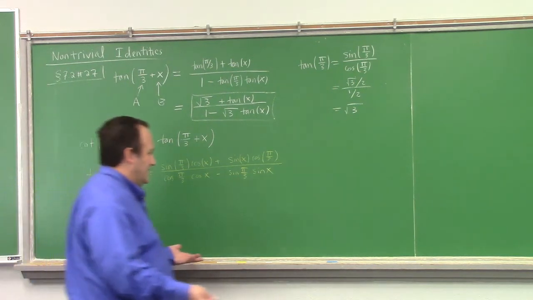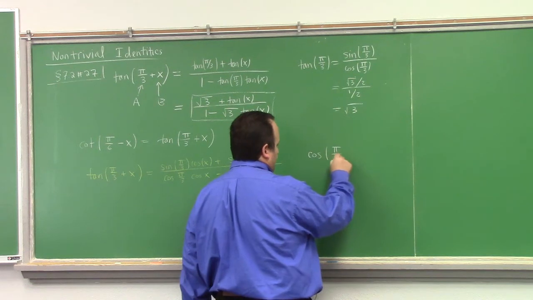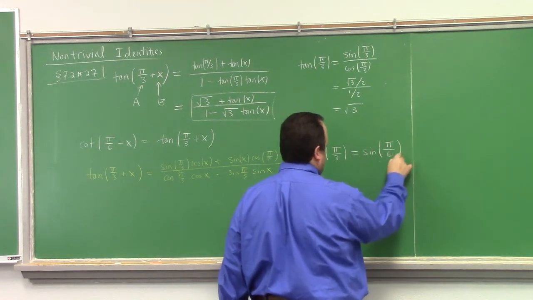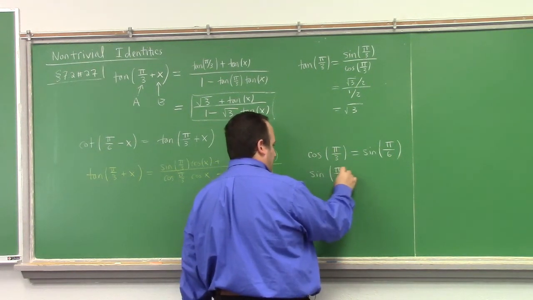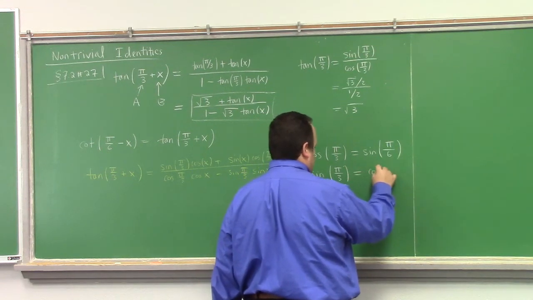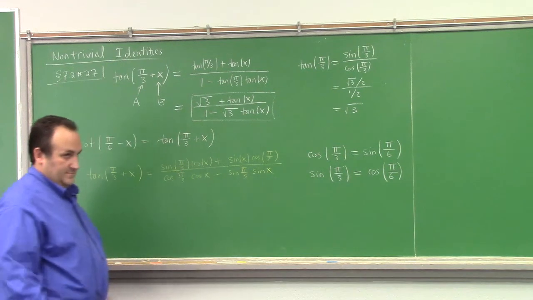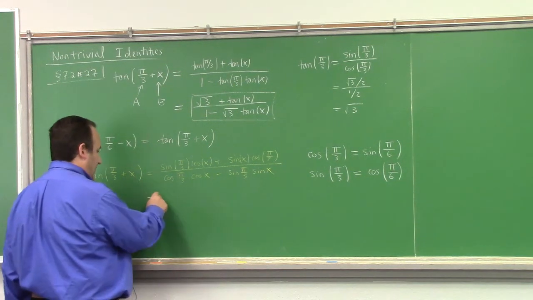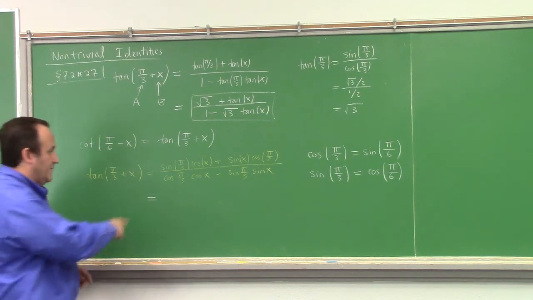But folks, this is true. The cosine of pi over 3 is the sine of pi over 6. The sine of pi over 3 is equal to the cosine of pi over 6. So we can trade our pi over 3s for the pi over 6. And that flips sine to cosine, and everywhere it happens.